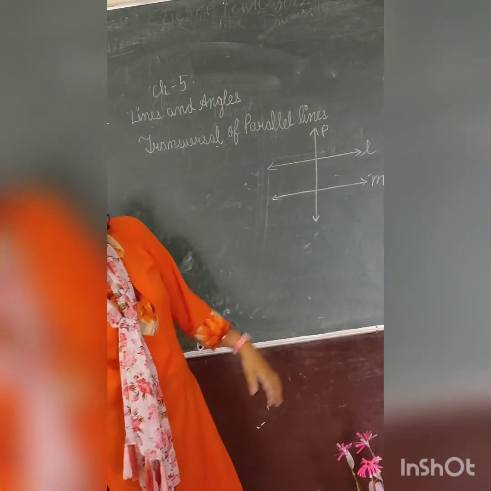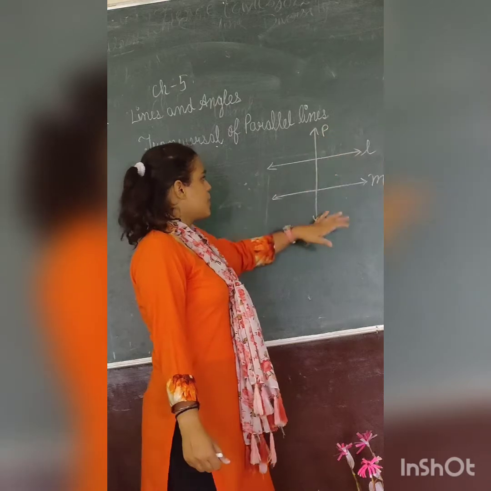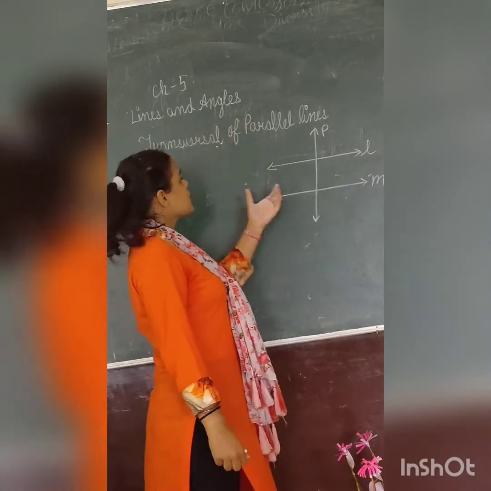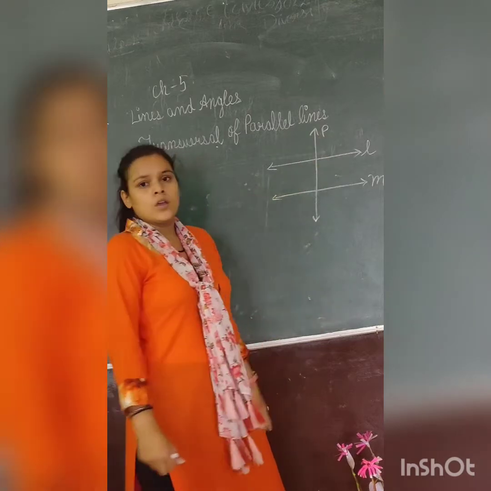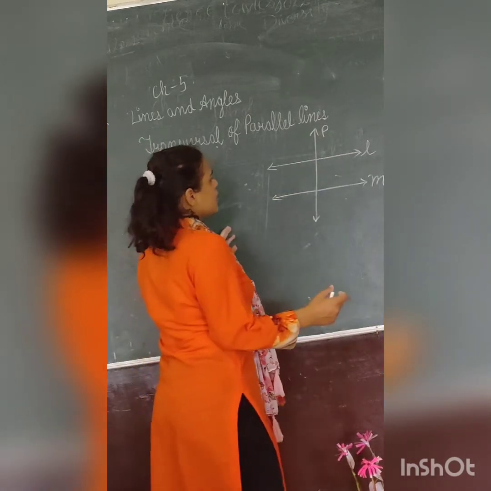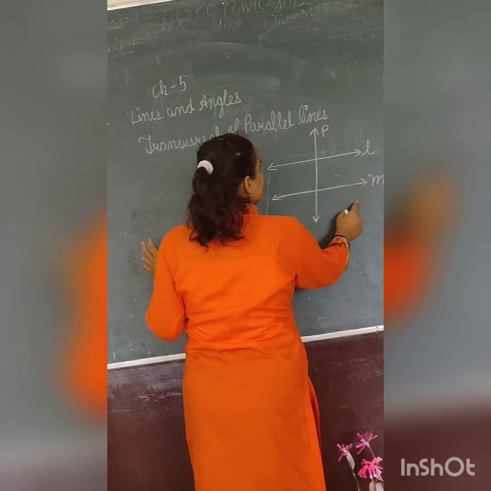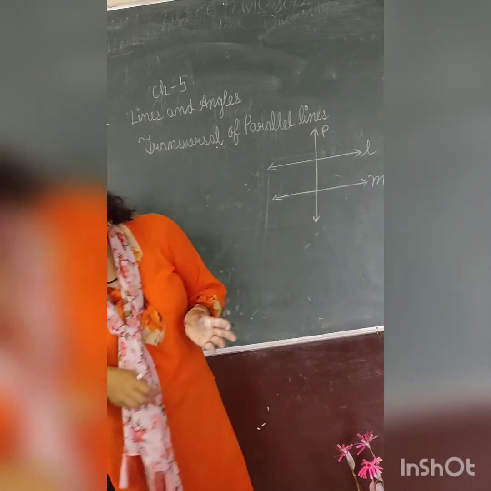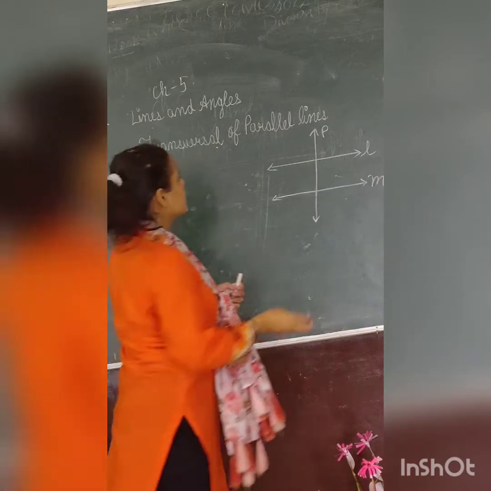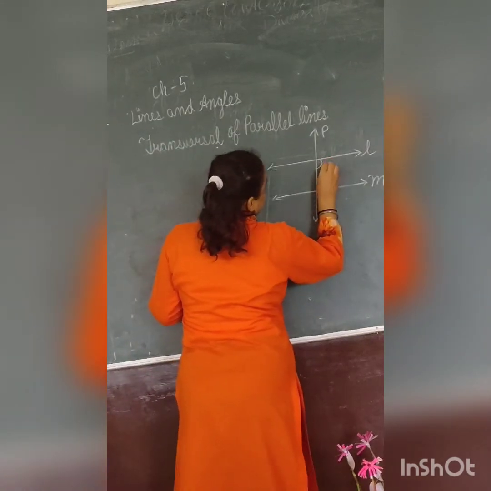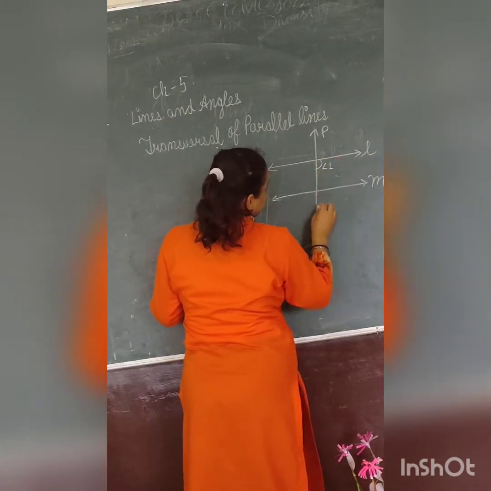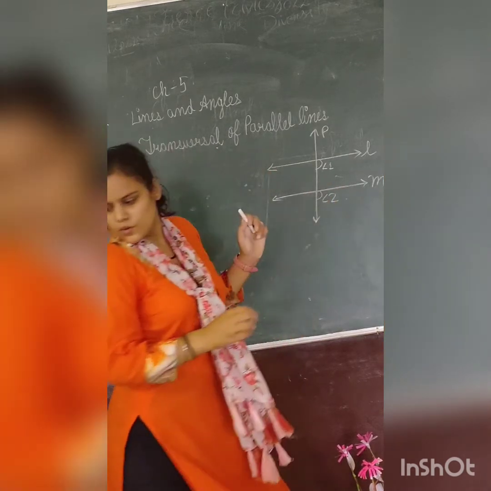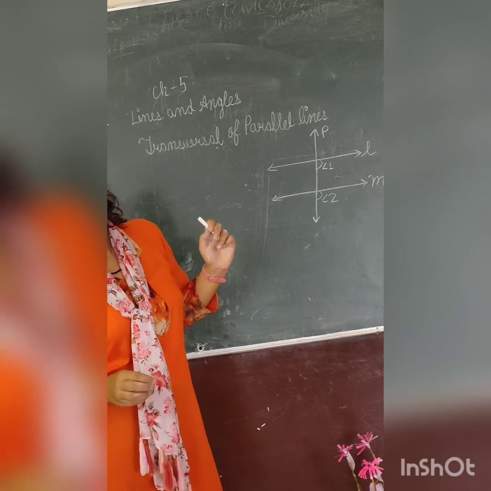Then you have to draw two parallel lines. Okay, you have to take a sheet of paper and draw two lines L and M. Now you have to draw a transversal line P. Okay, what will you do next? You will label angle 1 and angle 2. Okay class?